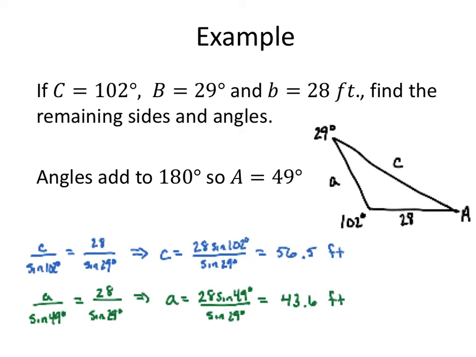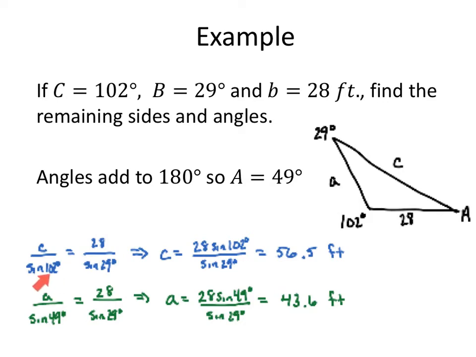Now I need to find side c. I have complete information for angle B and side b, and so this is going to be my standard ratio, and I'm going to use angle C and side c to form a proportion. That is, side c divided by the sine of 102 degrees equals 28 over the sine of 29 degrees. Law of sines, so we'll use the sine function.